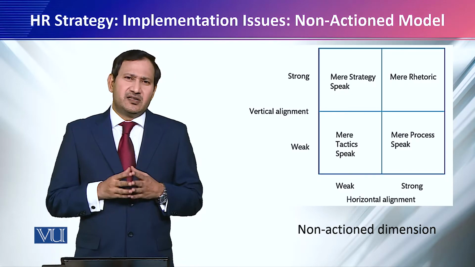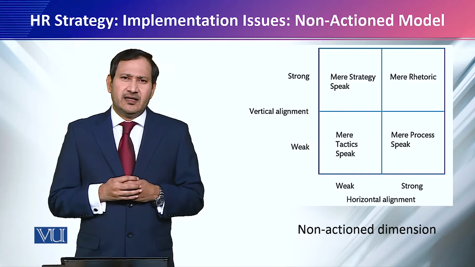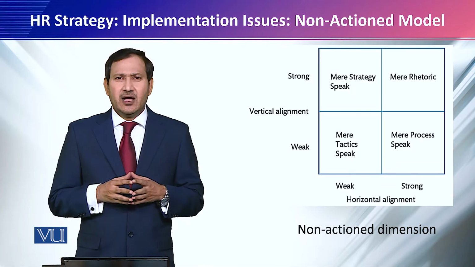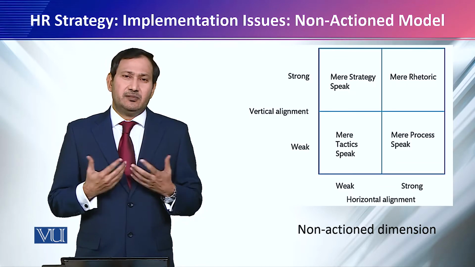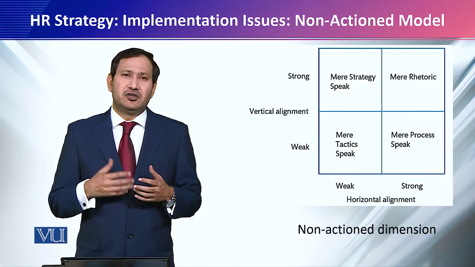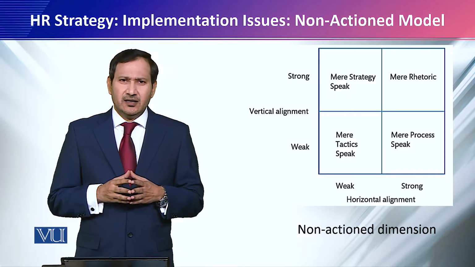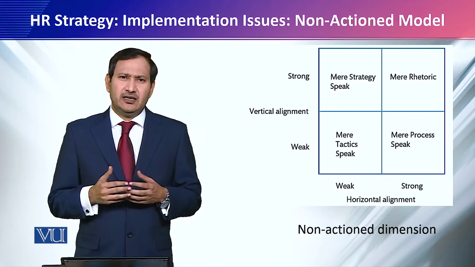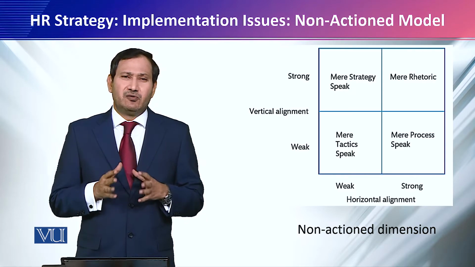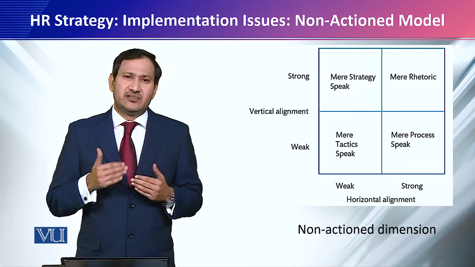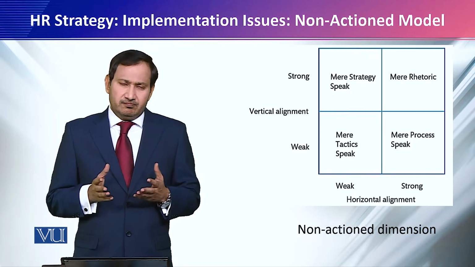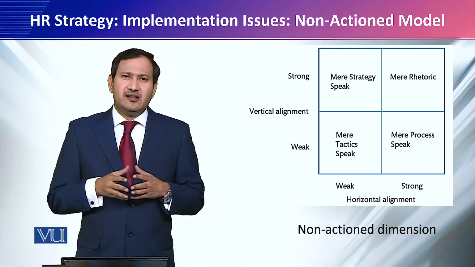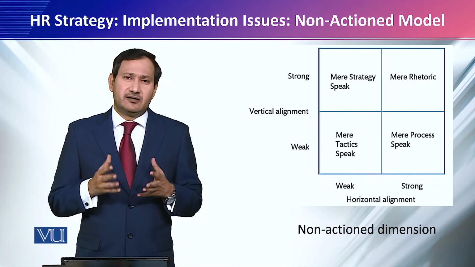If you look at the bottom of this diagram in the 2x2 matrix, there are 4 quadrants, and in each quadrant there is an HR strategy, and it shows some limitations or some problems or issues associated with that strategy. Remember, this is the model which is saying non-action, which means that it was hardly implemented or there were barriers and issues in implementing that HR strategy. So HR strategy issues are mainly related to whether it is vertically aligned and horizontally aligned or not aligned.